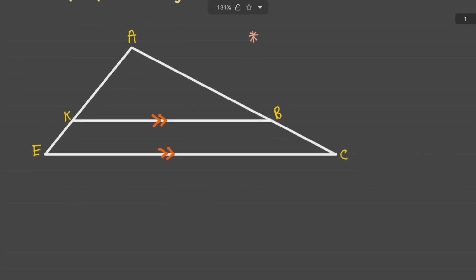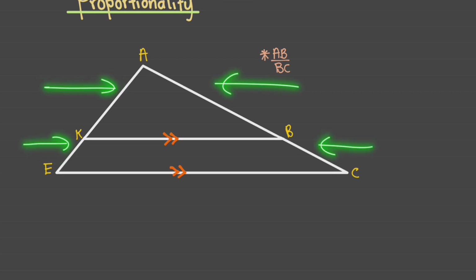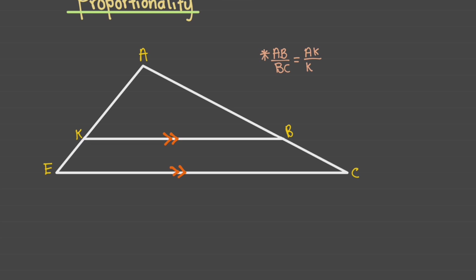So this implies that the ratio of this side over this side, so it's the ratio of AB over BC, will be the same as the ratio of this side over this side. Notice that I'm dividing the longer side by the shorter side on both sides. So the order of the sides has to correspond in order for you to get that same ratio. So this will be the same as AK over KE. Now you can get other arrangements from this.